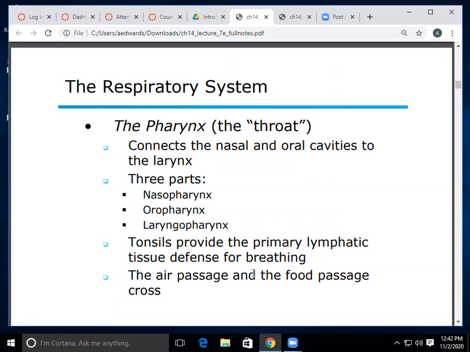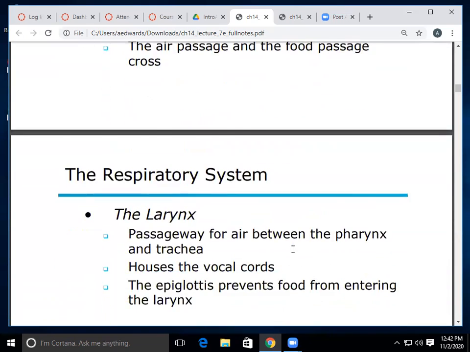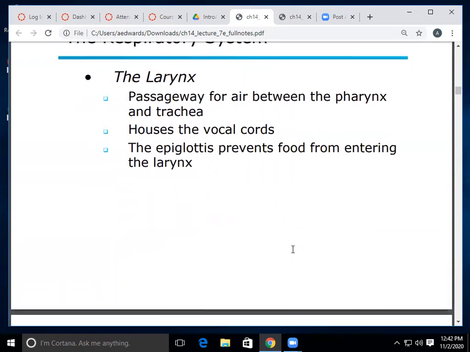The air passage and the food passage will cross each other, okay, at the throat. So air passage essentially through the nose, food passage through the mouth. Okay, let's talk about the larynx. So the larynx is a passageway that allows air to go between the pharynx and the trachea.